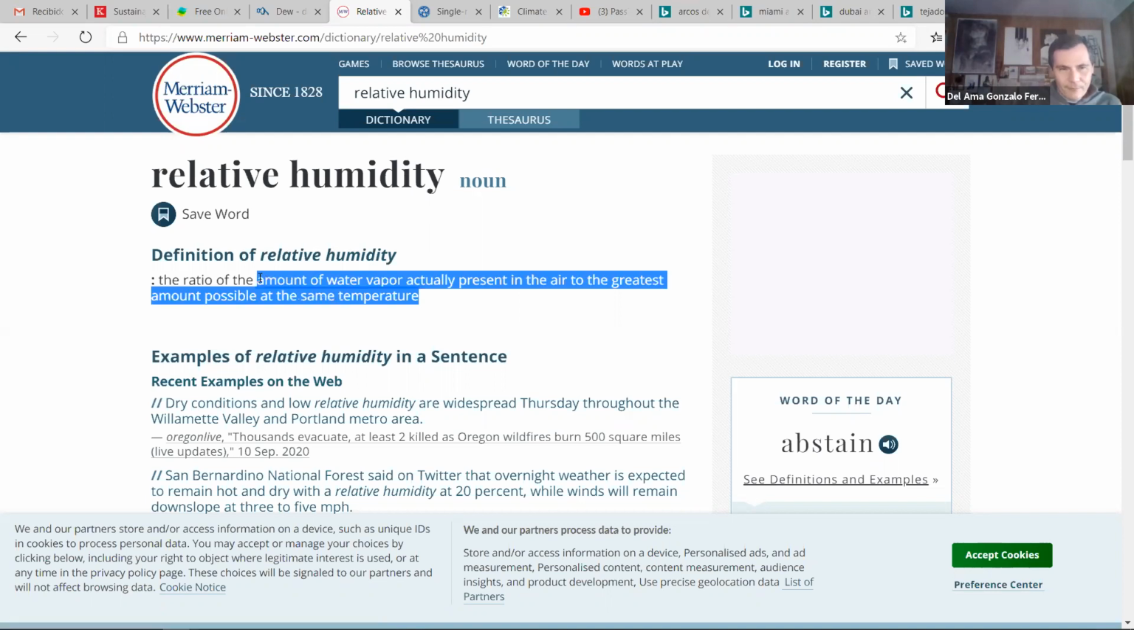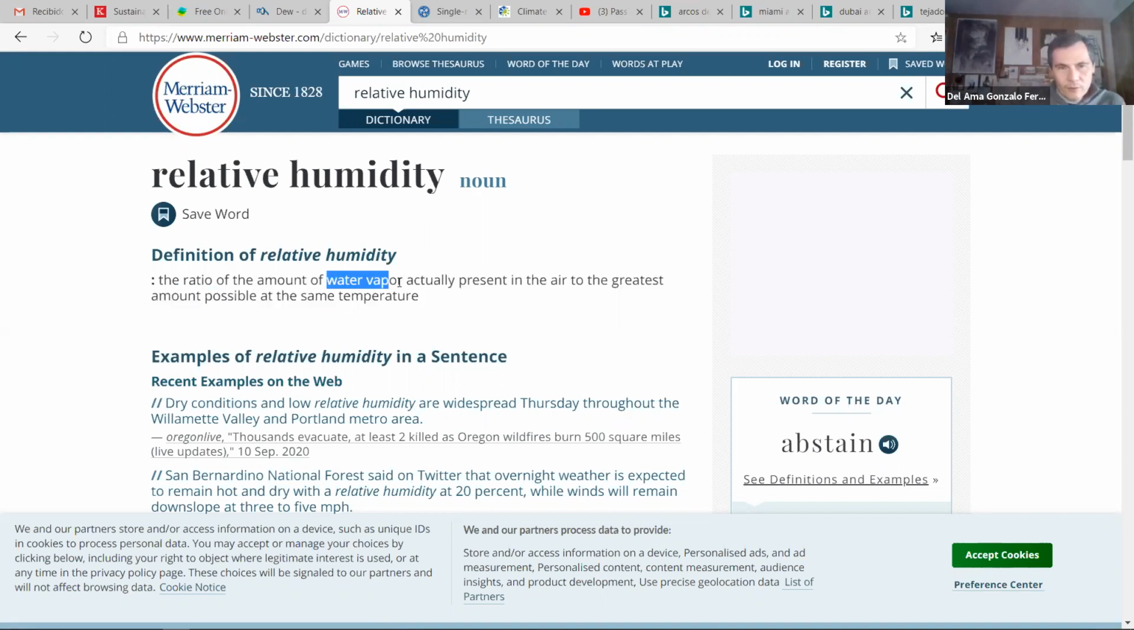Okay, so I think this is the best definition that I have found so far. Relative humidity is the amount of water vapor, moisture, actually present in the air relative to the greatest amount possible at the same temperature. So it's relative to what? It's the amount of water that we have, but I have to compare this to the maximum amount of water that we can have at the same temperature, and that's important. Okay, so it's complicated.